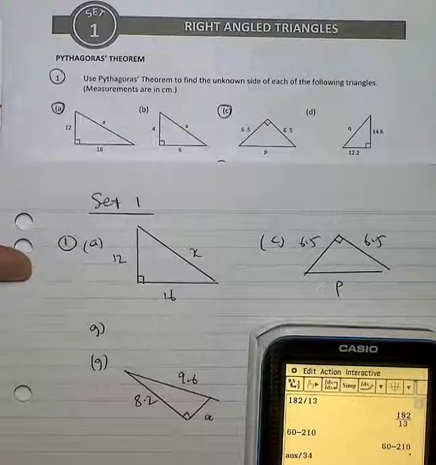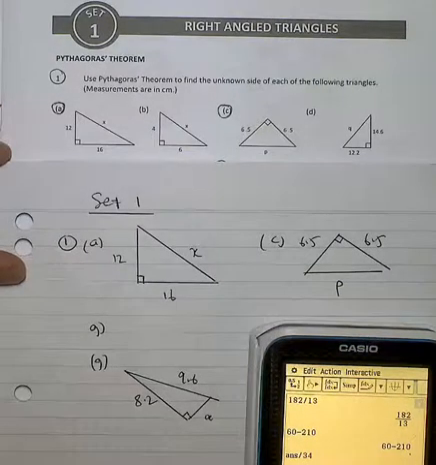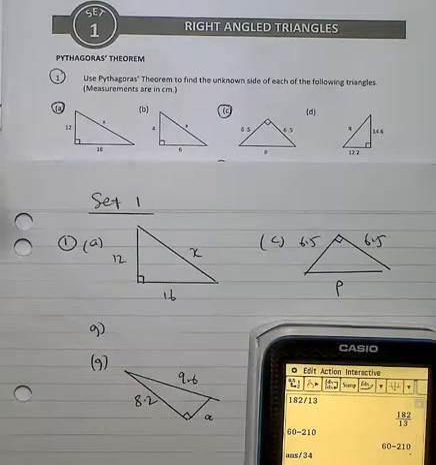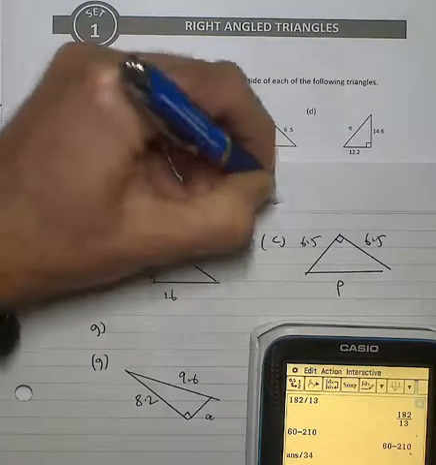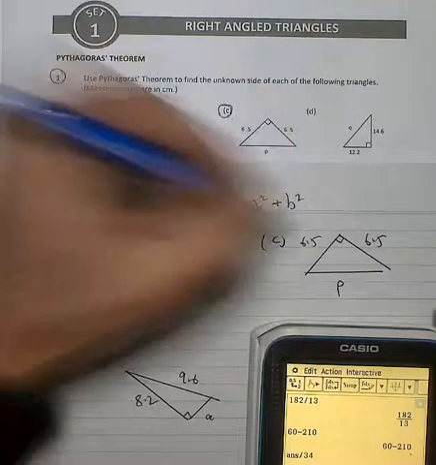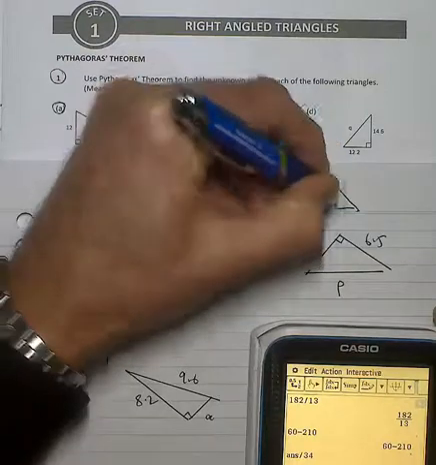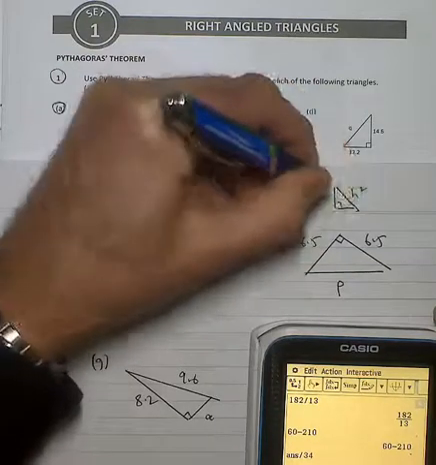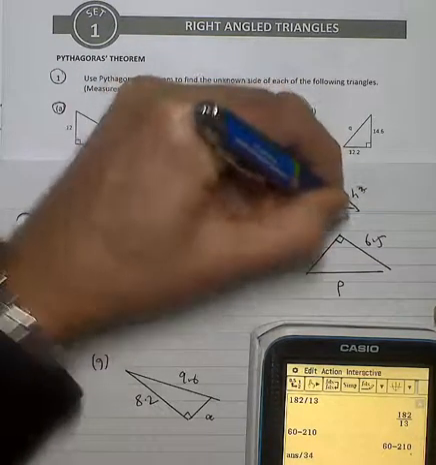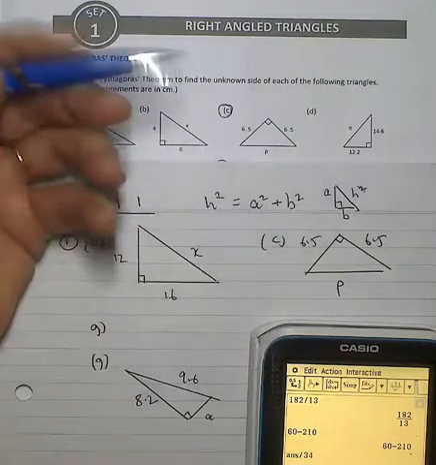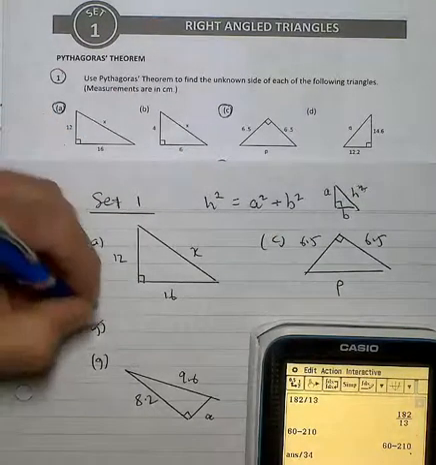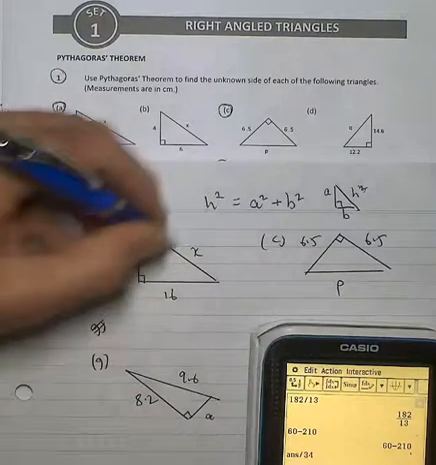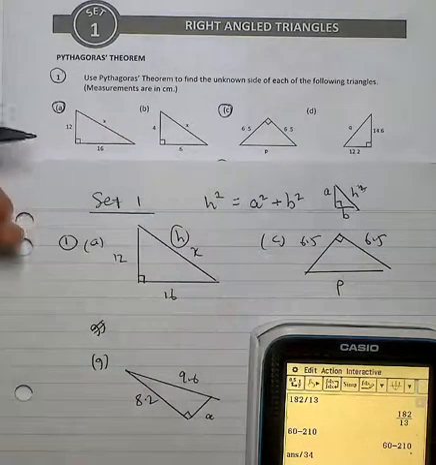In set 1, question 1, we're looking at Pythagoras' theorem. Now, Pythagoras' theorem says the square of the hypotenuse is equal to the addition of the square of the other two sides of a right-angled triangle. Now, it doesn't matter which side you call A and which side you call B, as long as you identify the hypotenuse correctly. In 1A, clearly we've got the hypotenuse at x.